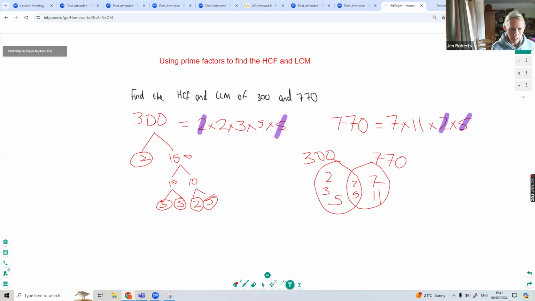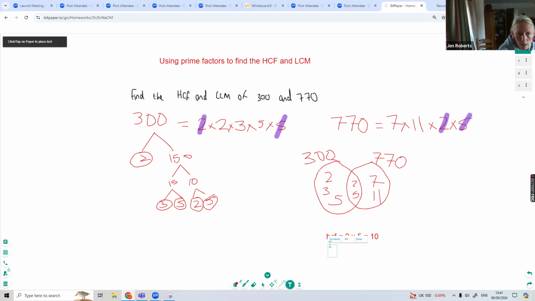Don't forget the HCF is the middle bit of your Venn diagram. So 2 times 5 equals 10. That is your HCF. Just as a reminder, it's just the numbers in the middle multiplied together. It makes sense as well, doesn't it? That would be the highest common factor of 300 and 720.